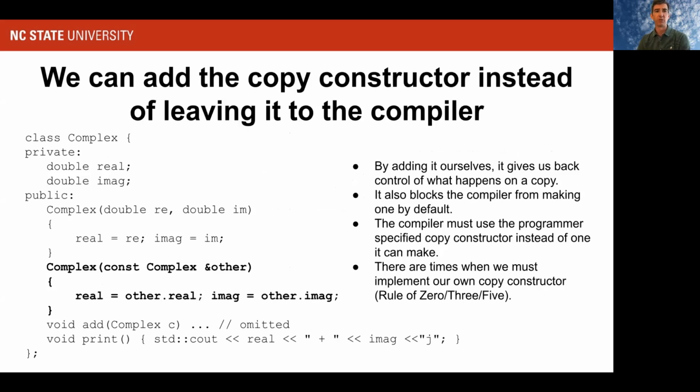Okay, so we can add this copy constructor instead of leaving it to the compiler. The thing is, if we do that, the compiler definitely won't make one for us. If we write our own, the compiler will assume we knew what we were doing and that we did it properly. So that could be a downside in some situations. But we can just add this copy constructor into our complex object and we get the same thing.